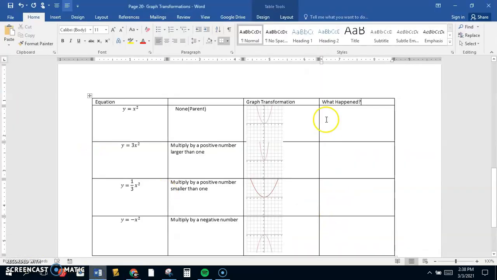So to summarize that, here you put vertical stretch, narrow. Here you put either vertical shrink or vertical compression, wider. And here you would say reflected in the x-axis. Or you could write upside down. That's the influence of a negative.